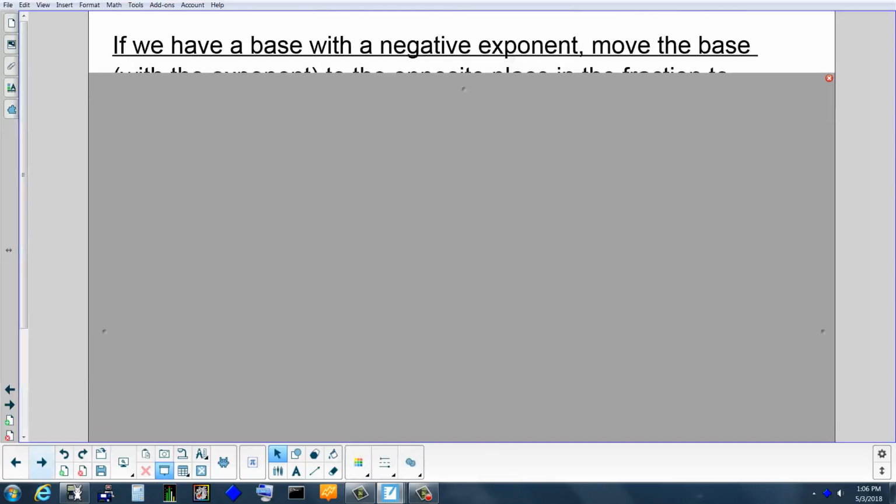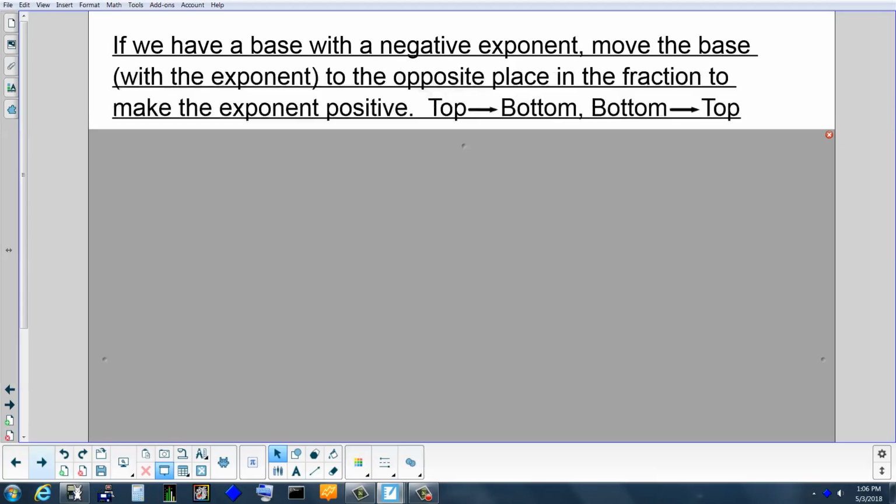So now, next thing I have to do is we have to explain how to deal with a negative exponent. We don't like negative exponents. Negatives get confusing. So the first thing we're going to do in any problem is we're going to make the negative exponent a positive. I'm going to show you how you do it.